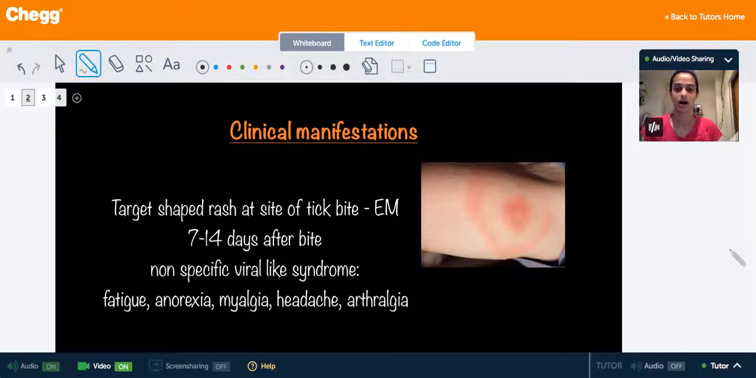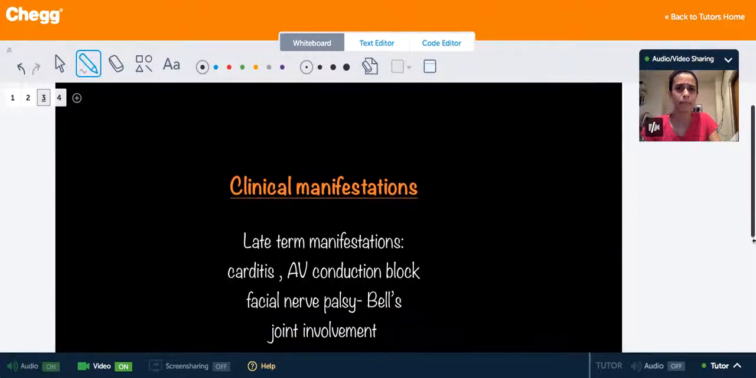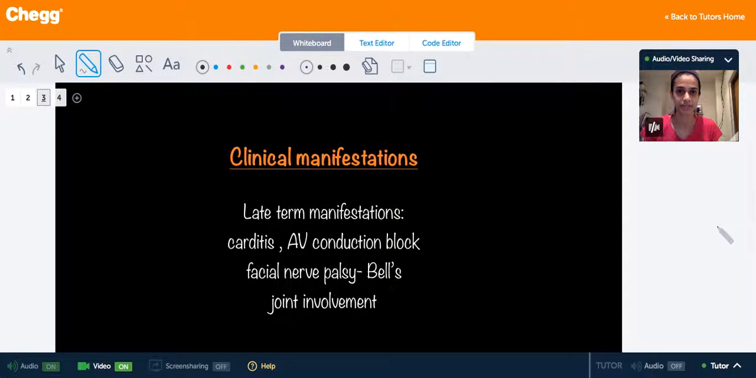Along with this, patients often can have non-specific viral-like symptoms, such as fatigue, generalized body ache or myalgia, which is muscle pains, or headache or neck stiffness. These are some of the early localized signs of Lyme disease. Not all people remember the tick bite. A lot of the time people don't know that they've been bitten by a tick. But just taking a good history can help you diagnose it. I'm going to get to that in the next slide.